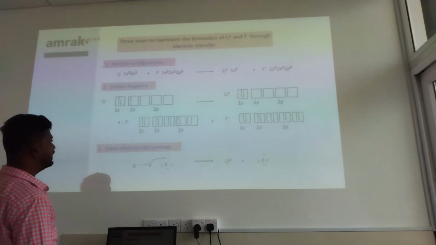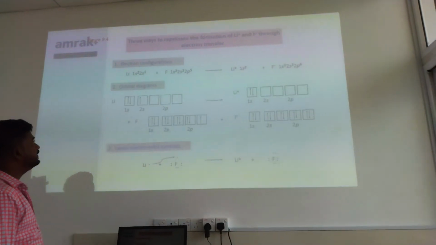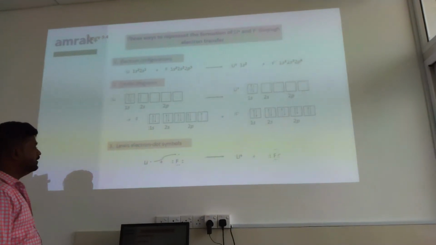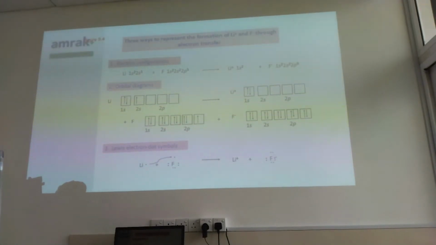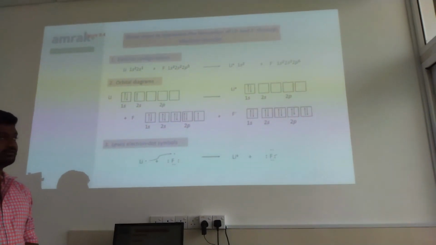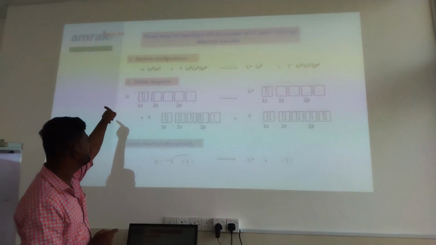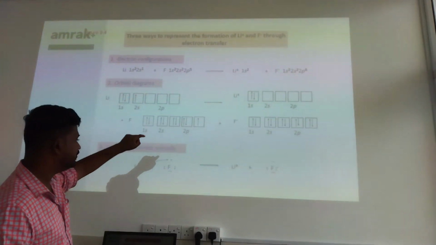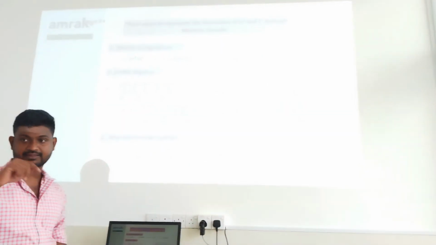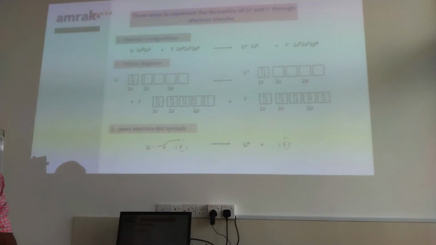Again, the same thing with lithium and fluorine. Lithium loses 1 electron and fluorine receives 1 electron. So this one removes 1 and this one gains 1. So they become lithium plus and fluorine minus. LiF.